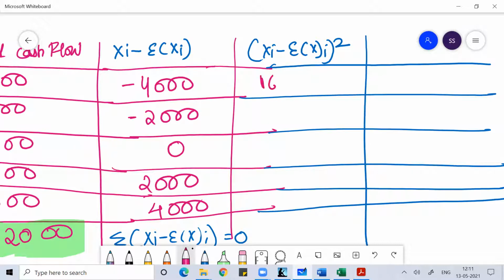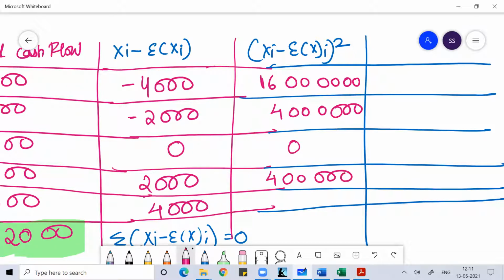This is 16, and then 3 zeros becomes 6 zeros: 1, 2, 3, 4, 5, 6. Then this is 4 and then 6 zeros. Then this is 0. Then again 4 and then 6 zeros. And this is then 6 zeros.